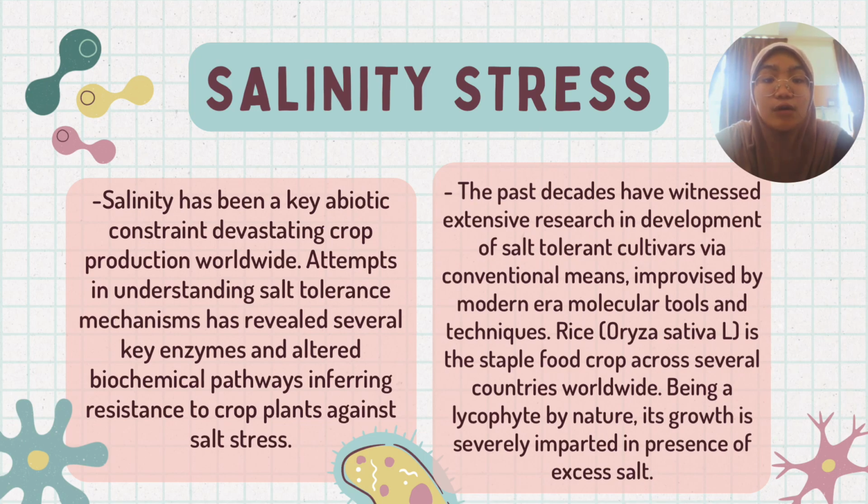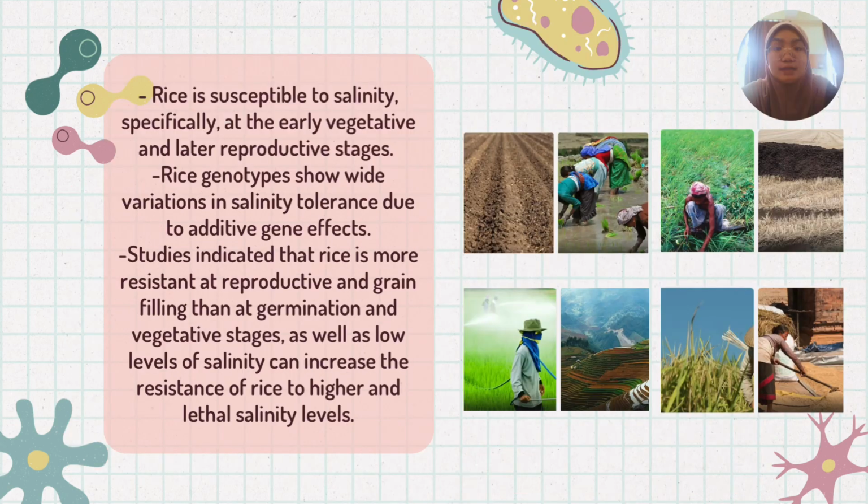Rice, Oryza sativa L., is the staple food crop across several countries worldwide. Being a glycophyte by nature, its growth is severely impacted in the presence of excess salt. It is because rice is susceptible to salinity, specifically at the early vegetative and later reproductive stages. Rice genotypes show wide variations in salinity tolerance due to additive genetic effects.